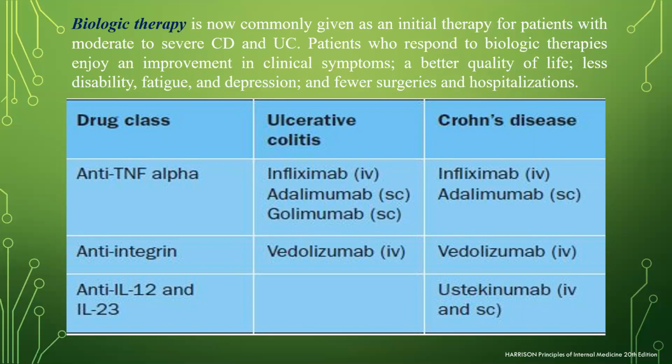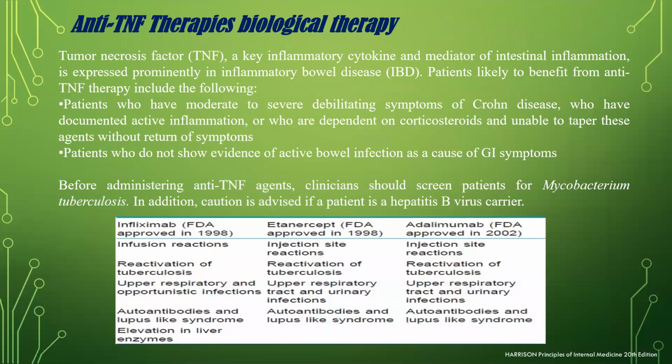So there are at least 3 drug classes now possible to use: anti-tumor necrosis factor alpha agents, anti-integrin, and anti-interleukin 12 or 23 preparations, presented on this table. Tumor necrosis factor, a key inflammatory cytokine and mediator of intestinal, and not only intestinal, inflammation, is expressed prominently in inflammatory bowel disease. Patients likely to benefit from anti-tumor necrosis factor therapy include the following.